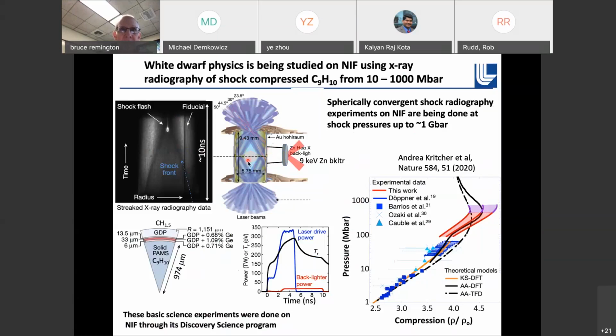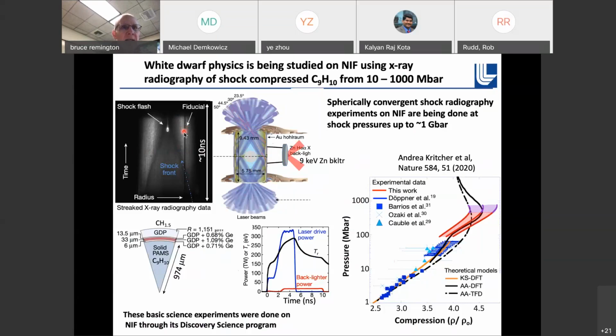capsule in the center. But the ablation pressure for these conditions of, say, 300 eV temperatures is about 135 megabars. And so if you want to get well over 100 megabars, you need to go beyond ablation pressure. And so convergence then amplifies that. So the combination of 100 megabar pressures from the ablation pressure amplified by convergence allows us to study the shock compression of a solid plastic ball up to a gigabar.